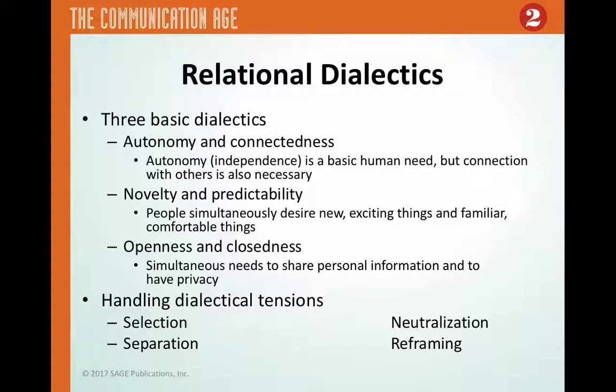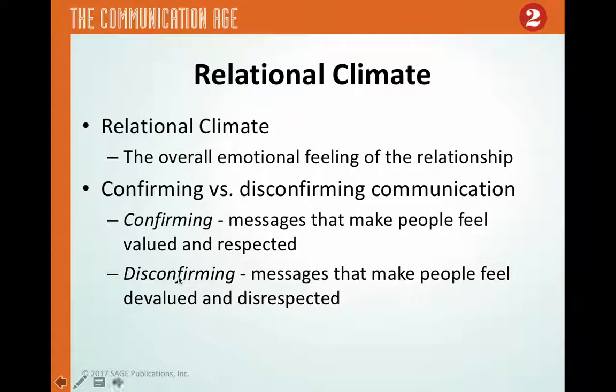There are different ways of handling dialectical tensions. We select things. We choose what we say. We separate things. We try to organize. We neutralize. We reframe. We do all these different things to negotiate our relational dialectics. A little bit about relational climate. Relational climate is the overall emotional feeling of the relationship, and confirming and disconfirming communication contributes to the relational climate.